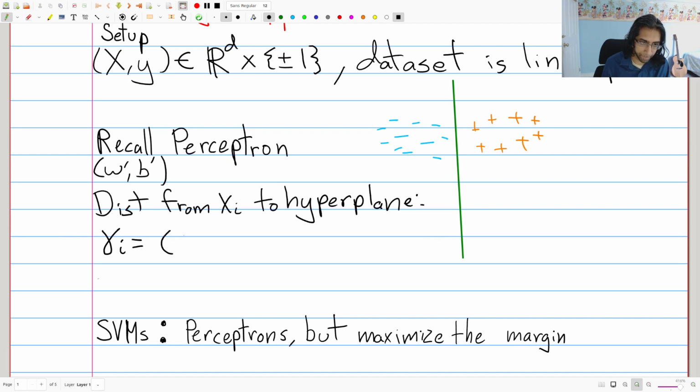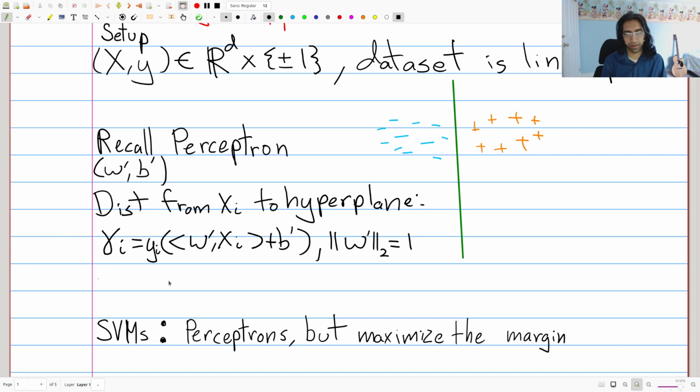It can be written essentially like this: the inner product of w prime and xi plus b prime, and I guess the absolute value of this. Maybe you can just throw in yi for the points which are correctly classified. So let's just pretend we found a solution and everything's correctly classified. Then the distance is just going to be this value, where the magnitude of w prime has to be normalized to be equal to 1.